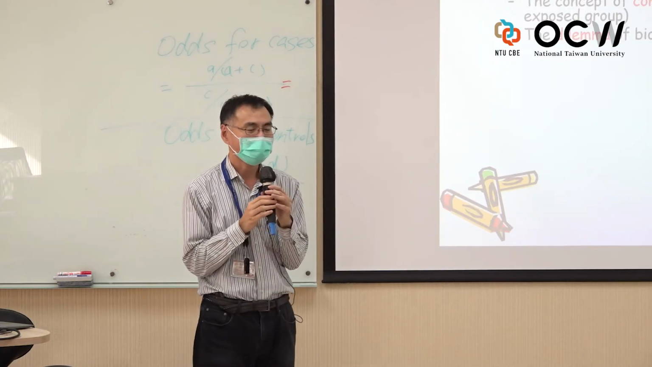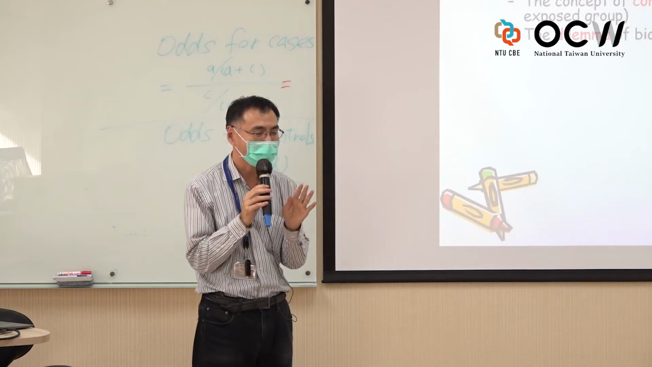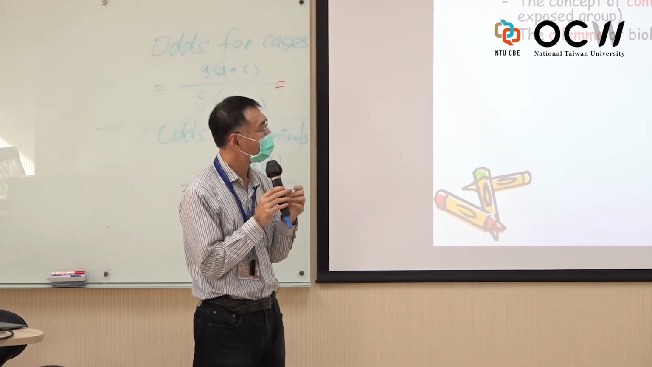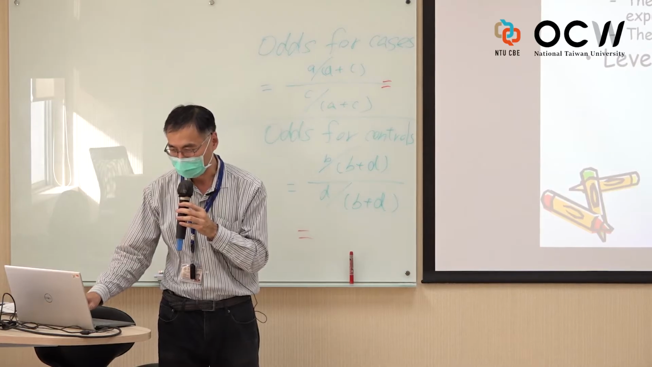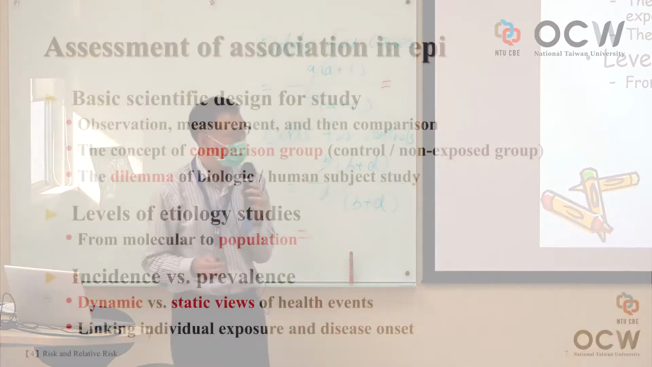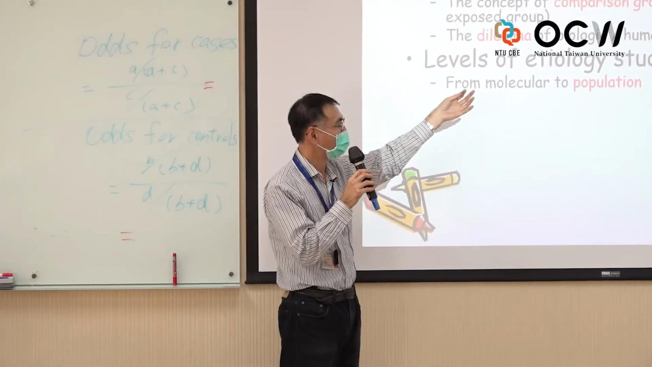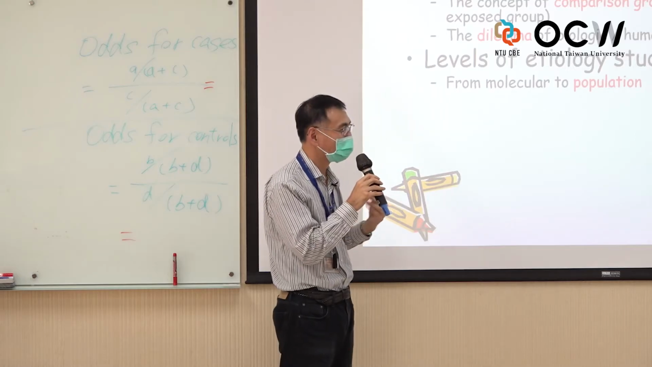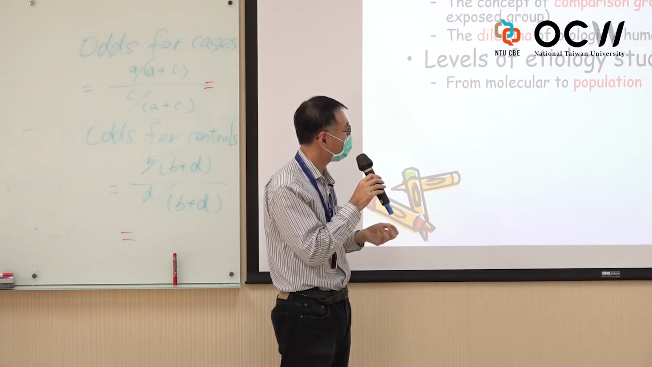So we have to develop a lot of epidemiological methods to ensure that even if these two comparison groups are different in different aspects, we could still perform a better comparison. So it's critical to maintain basic scientific design for study. Okay, and like what I said before, there are different levels of the etiology study. It could be as small as molecular level, like insulin deficiency is the reason for type 1 diabetes. Before we know that, we have nothing to do with it. We cannot treat or even know anything about diabetes.